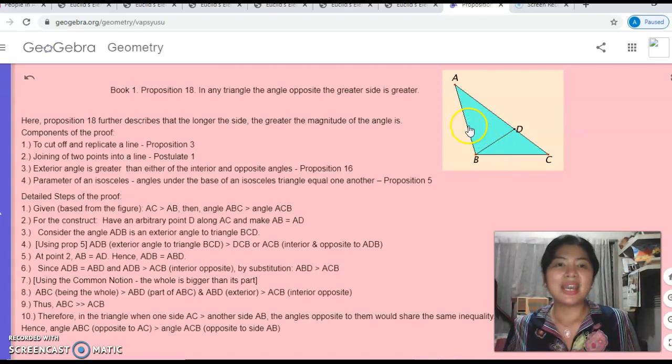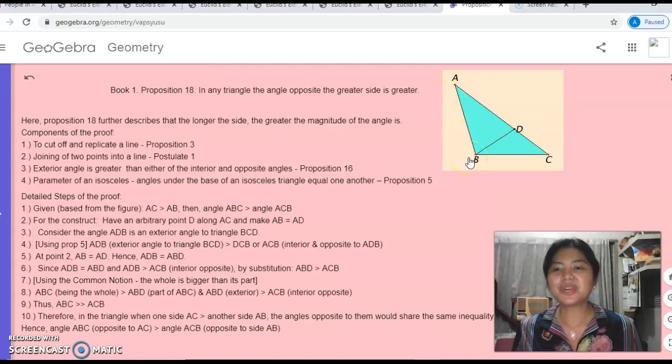And yes, ABD is greater than ACB, right? So we can then say that the bigger angle ABC is much bigger than ACB. And it just so happens that the bigger angle ABC is the angle opposite to the longer side AC. So we have just formally proven that angle ABC, being the angle opposite the longer side, is indeed greater than angle ACB here, which is the angle opposite the shorter side AB.